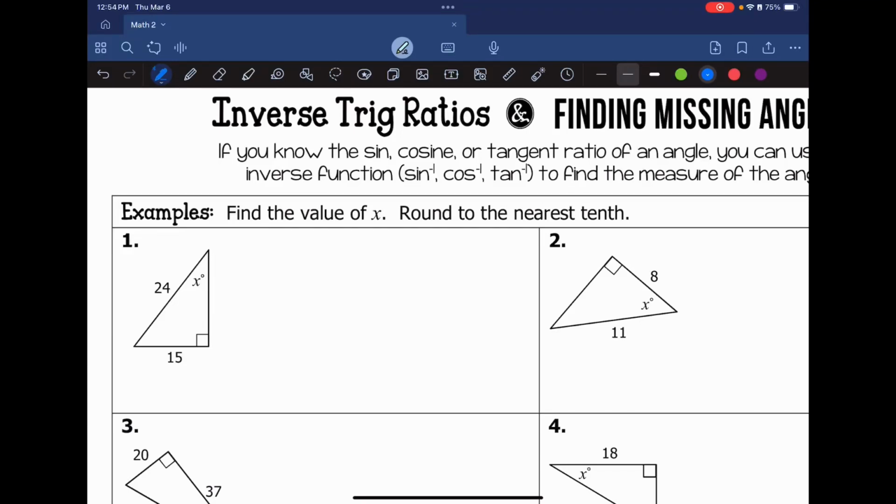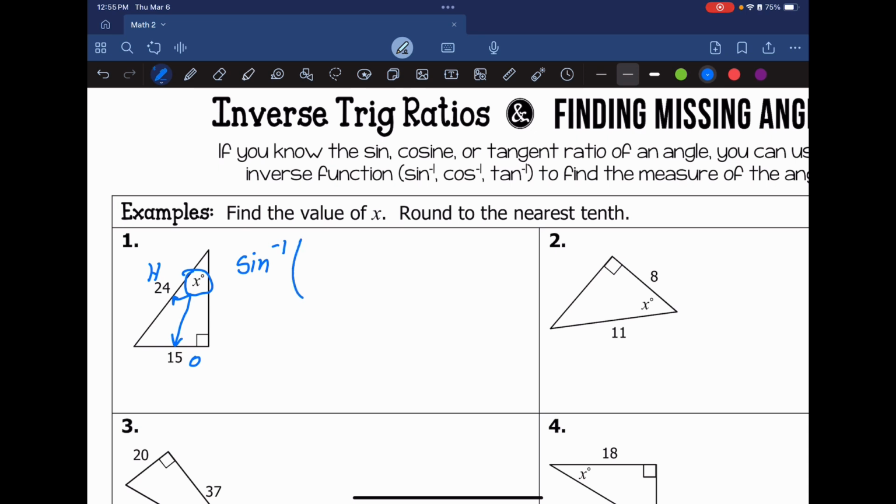Hey everyone, so today we're going to be talking about inverse trig ratios, which are going to be used to help us find missing angles of a right triangle. So if we're looking at number 1 here, this is my missing angle, and they're going to give me two sides to work with. So here I have 15, which would be my opposite side, and I have 24, which would be my hypotenuse. Well, opposite and hypotenuse is going to be sine, but instead of using the regular sine function, we're going to use the inverse sine.